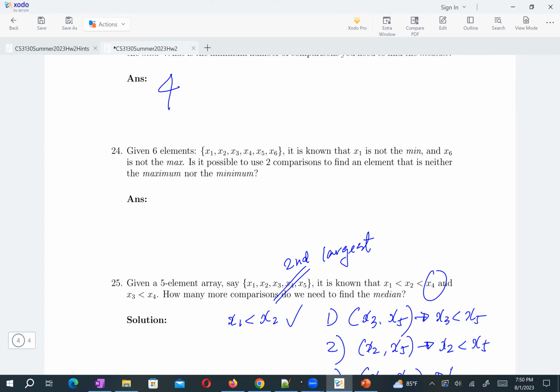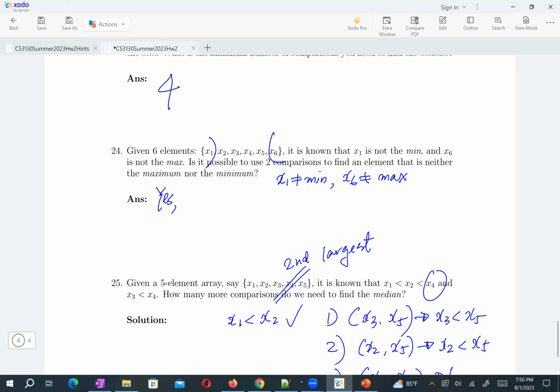The answer is yes, 2 comparisons. We can find a solution; the question is how. So x1, x6: we have some information. x1 is not equal to the minimum, and x6 is not equal to the max.